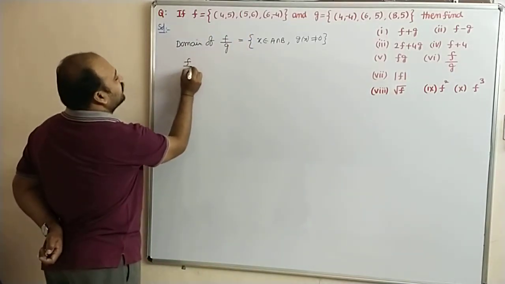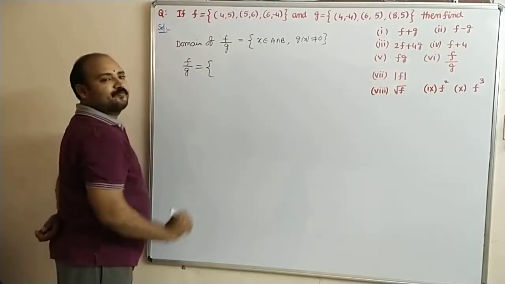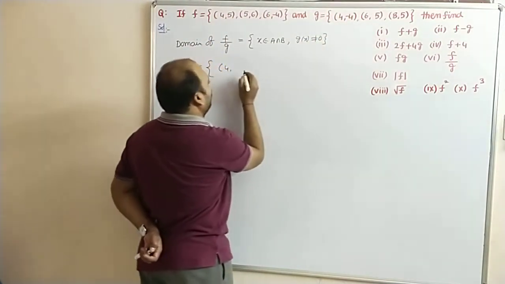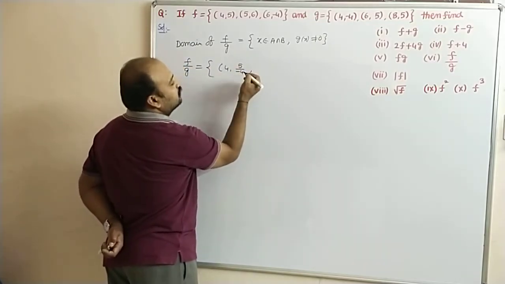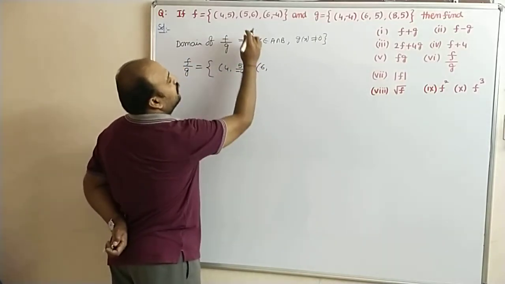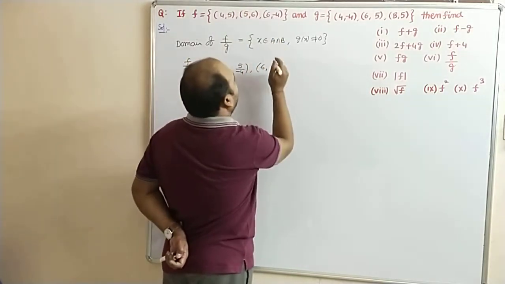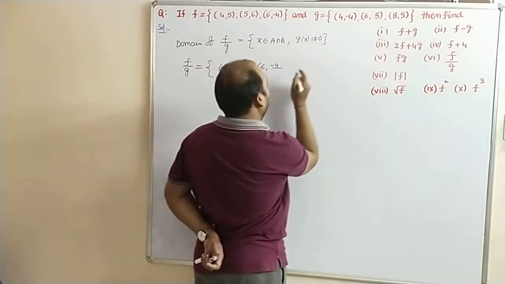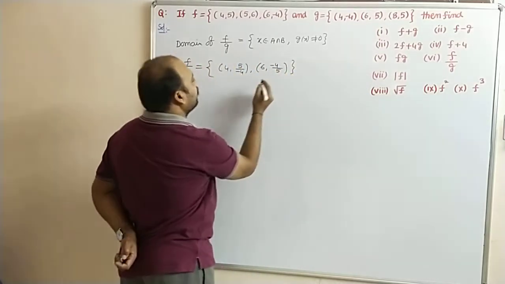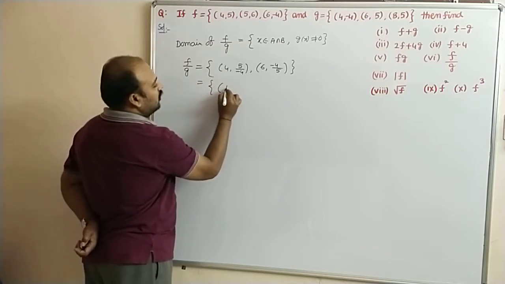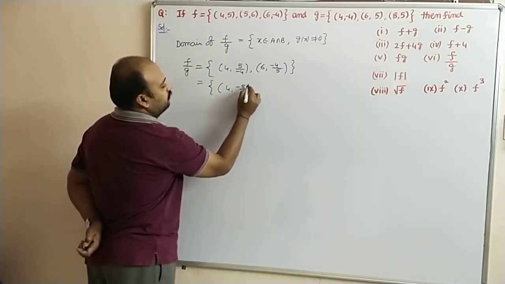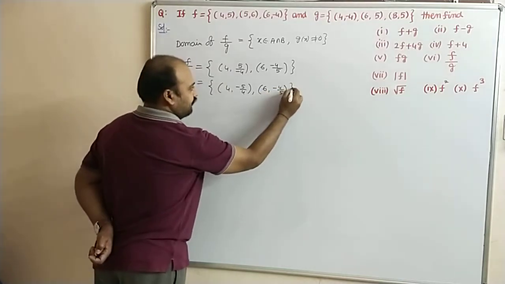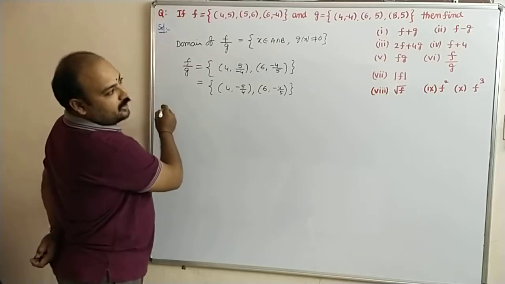F by g equal to 4 comma 5 by minus 4, 6 comma minus 4 divided by 5. So which is equal to 4 comma minus 5 by 4, 6 comma minus 4 by 5. This is about f by g.